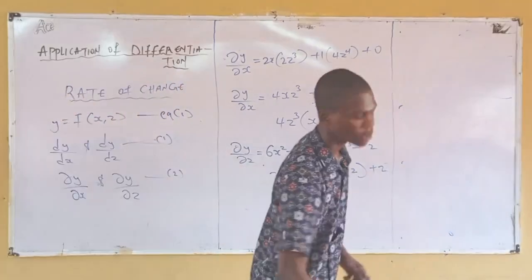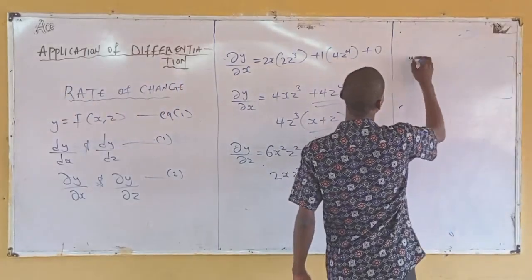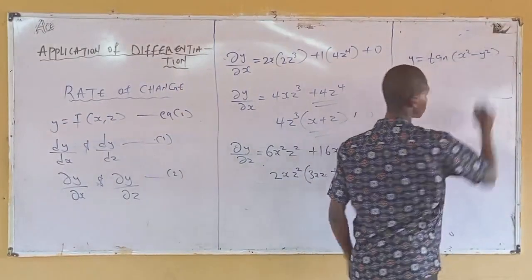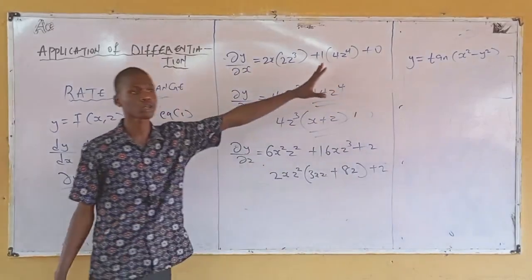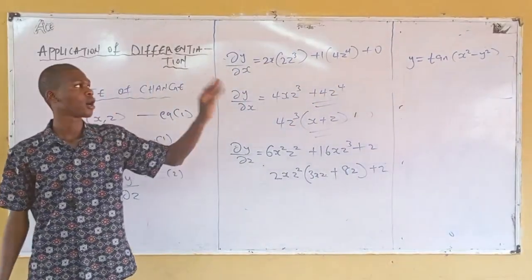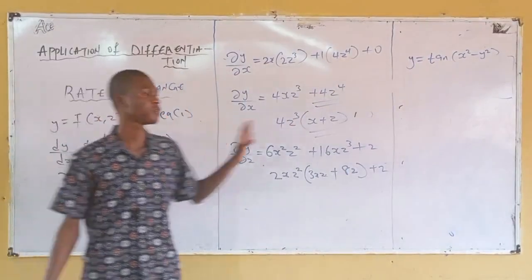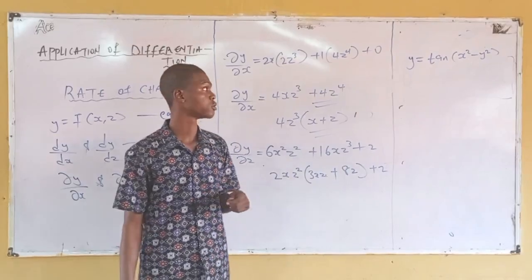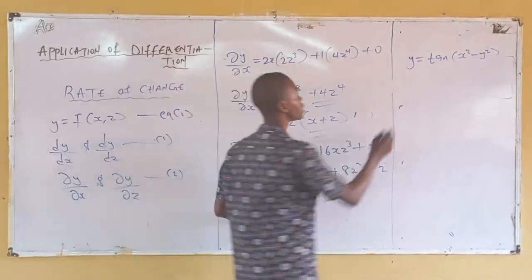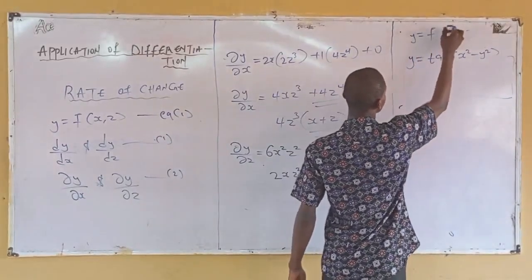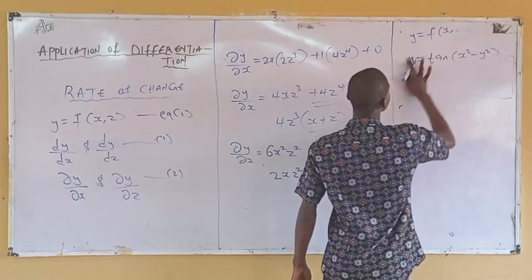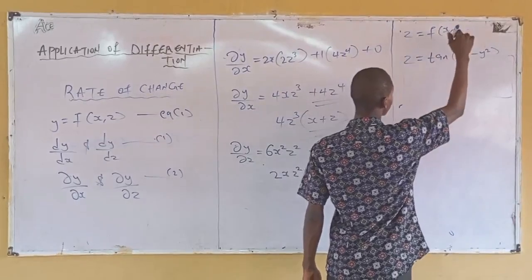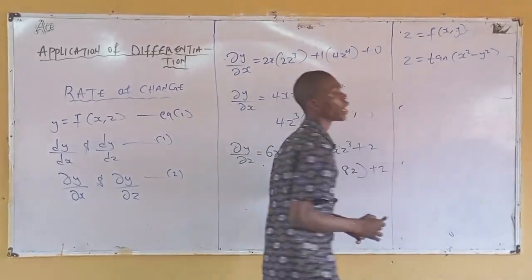Let's say z is equal to tan of bracket x square minus y square. From here, given this question, find the derivative. Okay, first thing first, what type of differentiation is this? Is it total differentiation or partial differentiation? Why is it partial differentiation? It is partial differentiation because in this case, z is given to be a function of x and y.